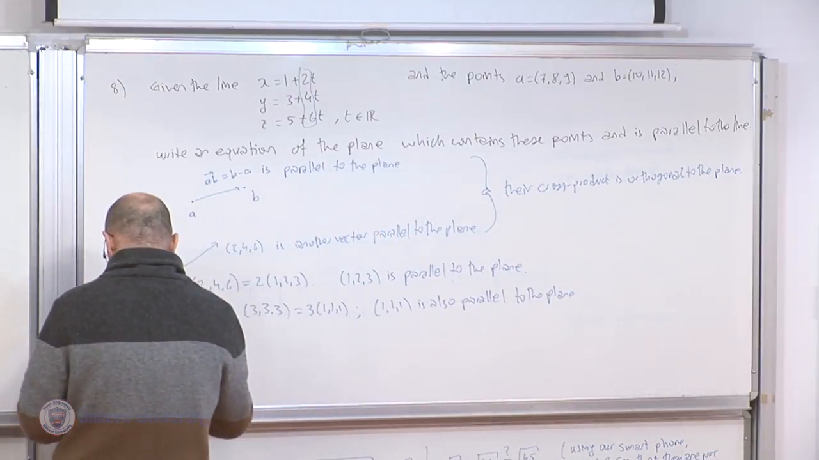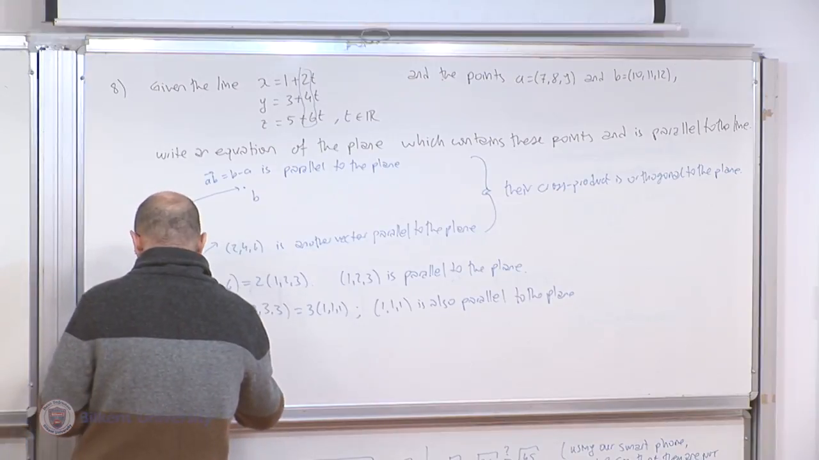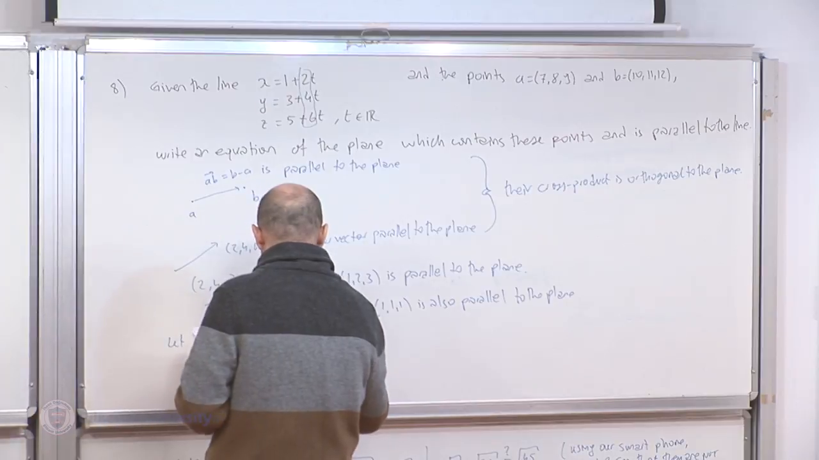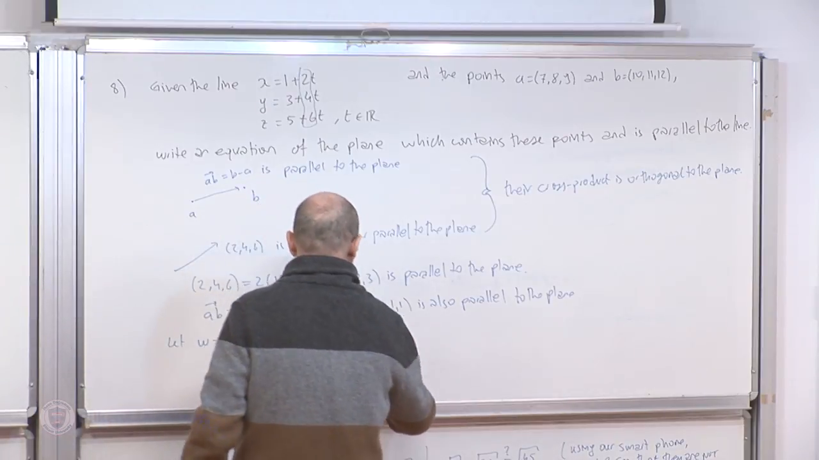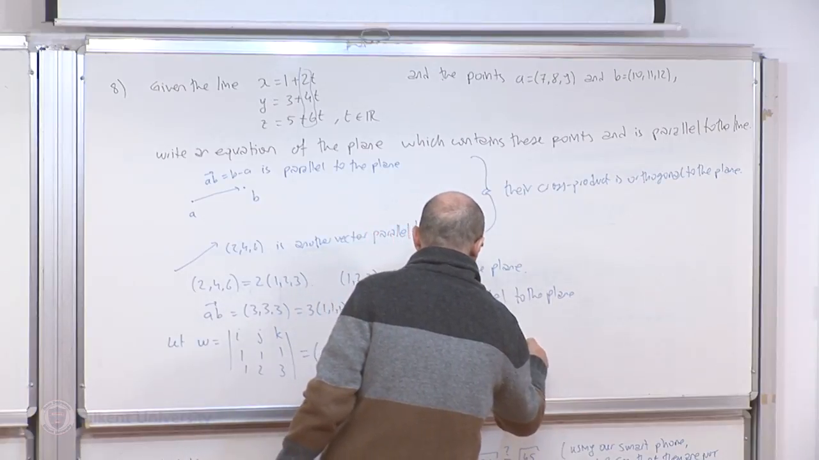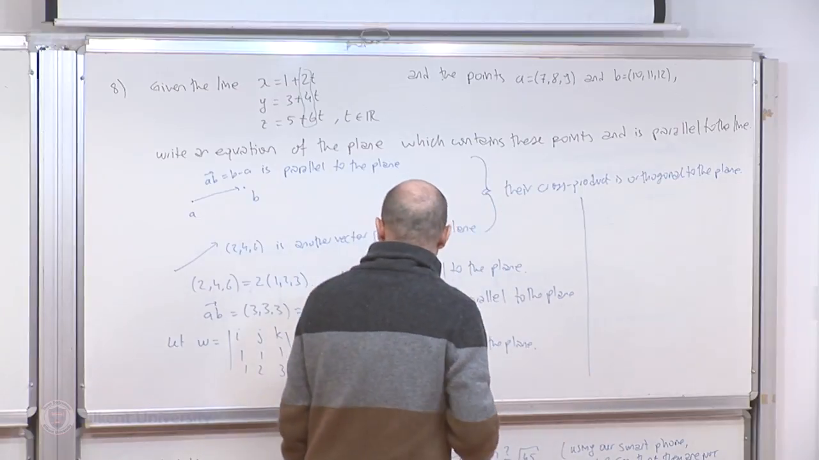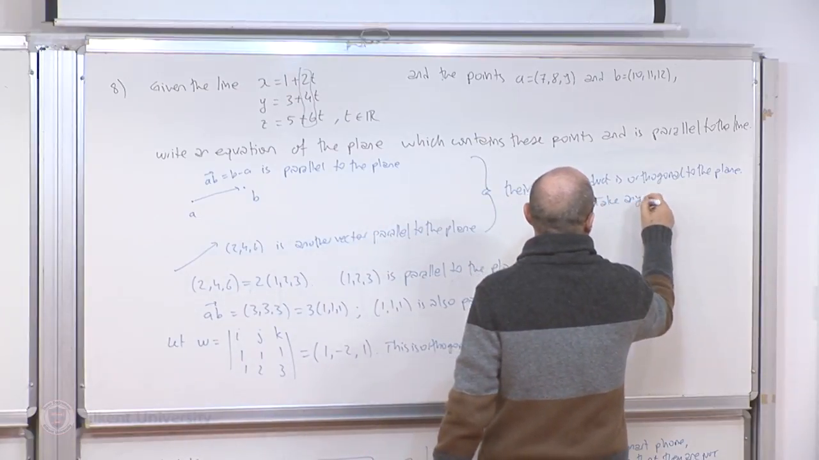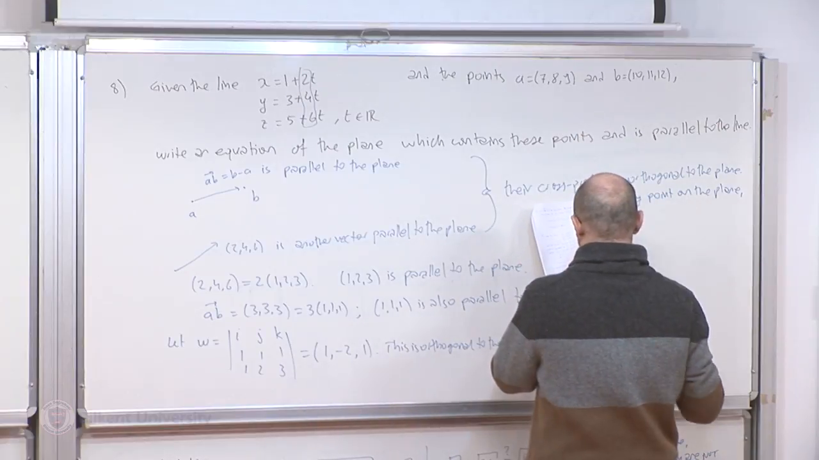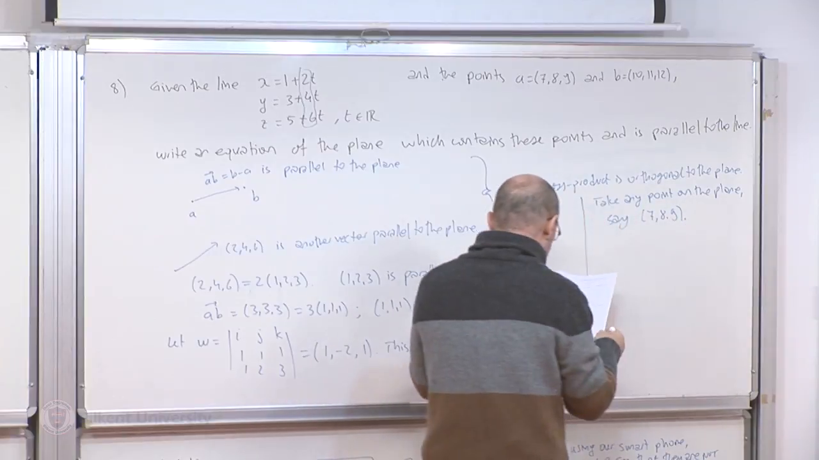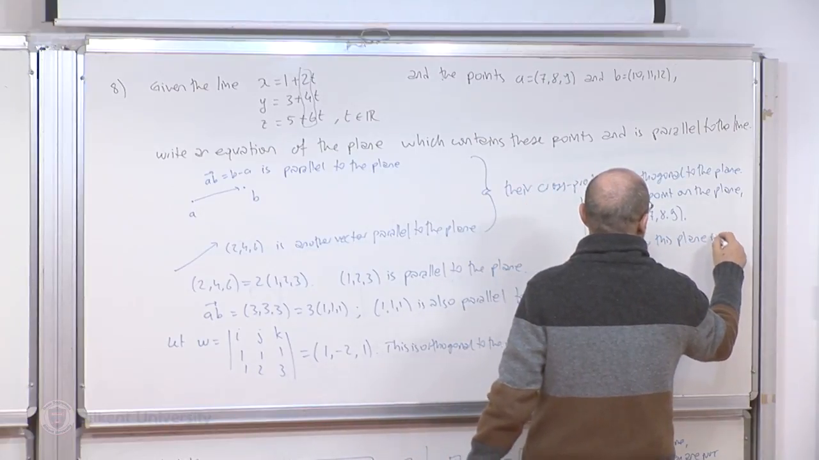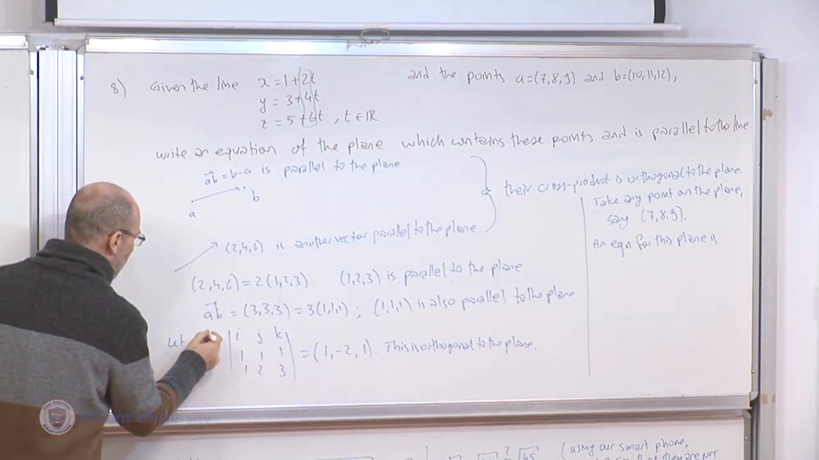Now I take their cross product. Let W be something like this, with i, j, k, and I use (1, 1, 1) and (1, 2, 3). I multiply these, and I get (1, -2, 1). This is orthogonal to the plane. So let me finish here. Take any point on the plane, say this one, (7, 8, 9). An equation for this plane is, this is W. Let me put an arrow here so that it looks smarter.